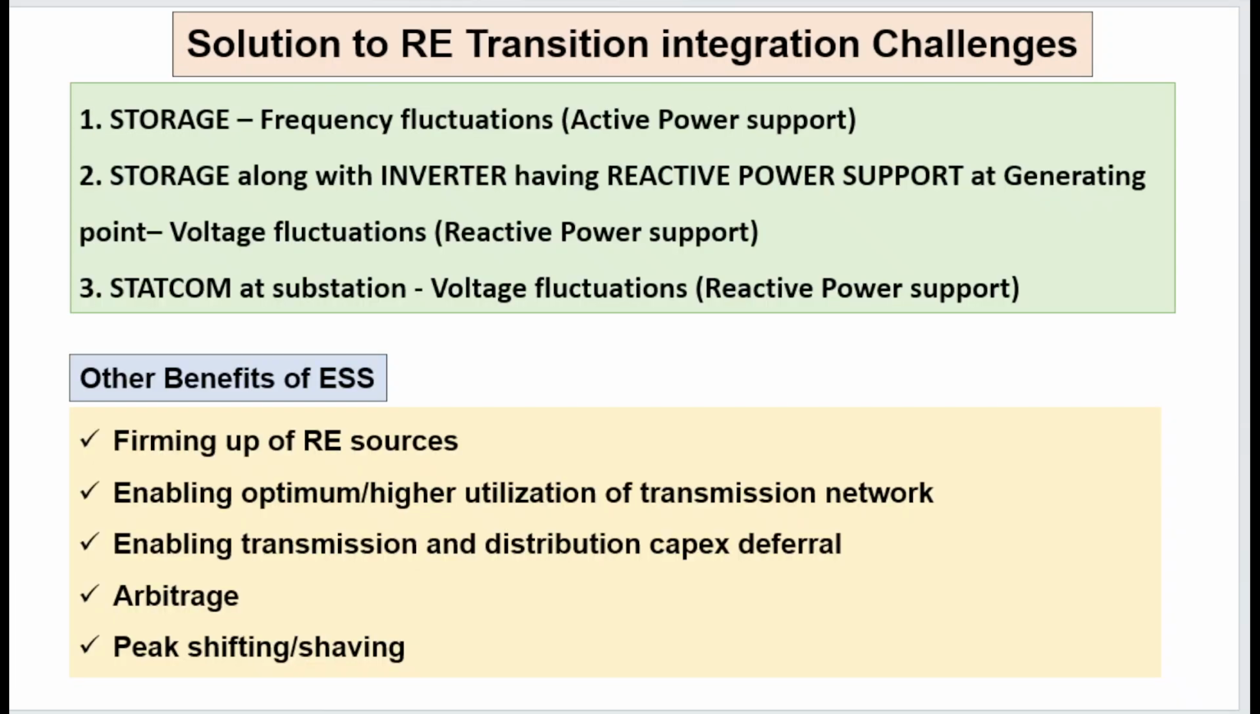Now our focus is on storage. So storage is there at present. So storage can mitigate frequency fluctuations. Storage basically provides the active power support, and if the inverter has reactive power support capability, then the storage can also provide the reactive power support. So the inverter basically contains an inductance capacitance circuit which generates the reactive power when it is required.